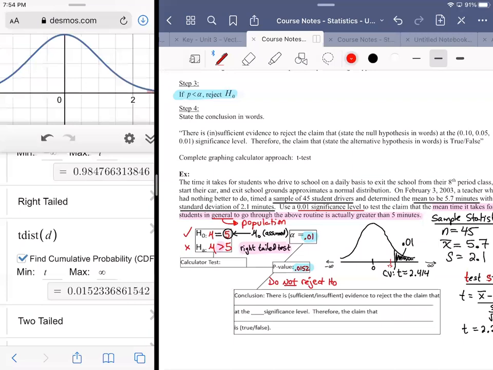you still get the appropriate conclusion, but then we have to write it in words. All right, so the general structure is there is insufficient evidence to reject the claim that you state the null hypothesis in words, whatever the null is. In this case, mu equals 5. You'd have to write that in words in the context of the question that you're being asked at the whatever significance level. So in this case, the significance level is 0.01. So you can just kind of pop that in there.